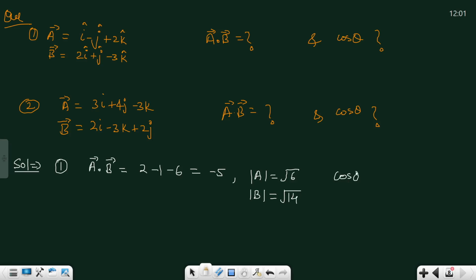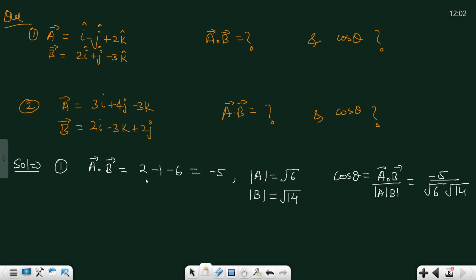So what will be the cos theta? Cos theta is A dot B divided by the magnitudes. That is minus 5 over root of A, 1 plus 4 plus 1, and B, 3 square plus 1 square plus 2 square. So it's root 6 into root 14, that is the final answer. Clear?